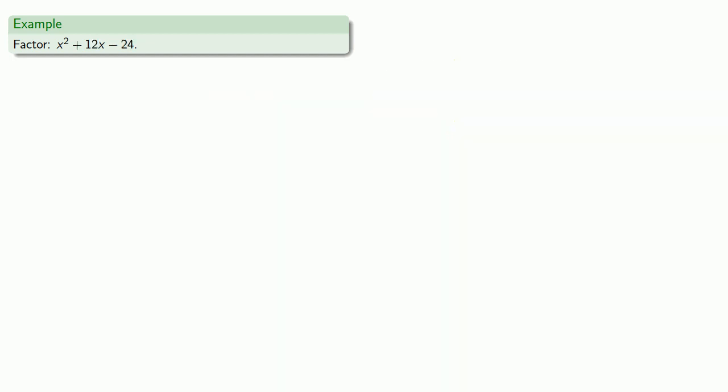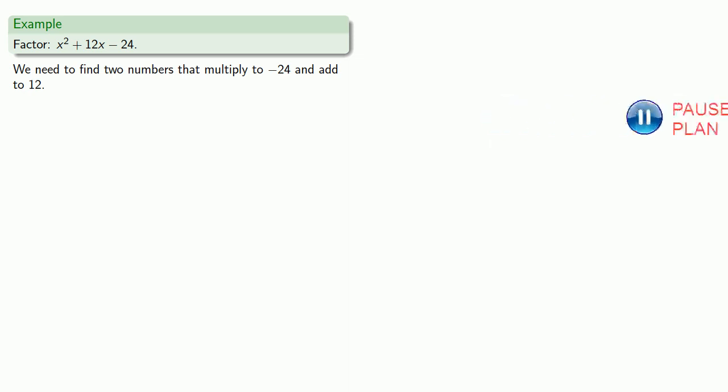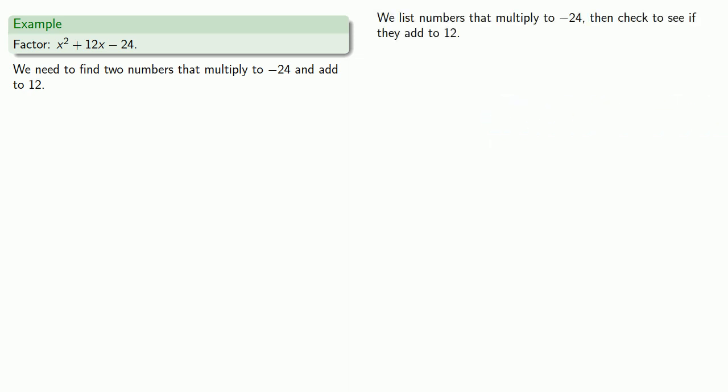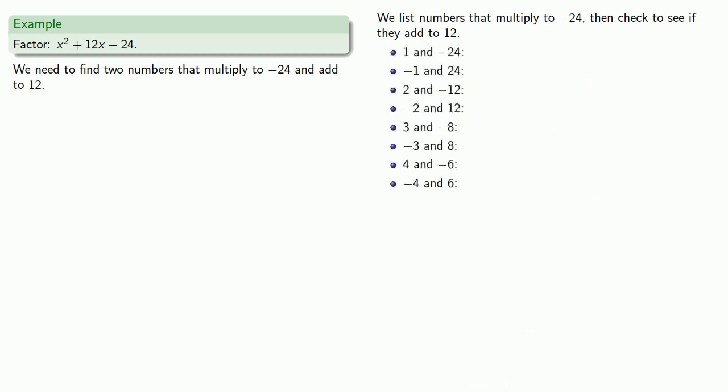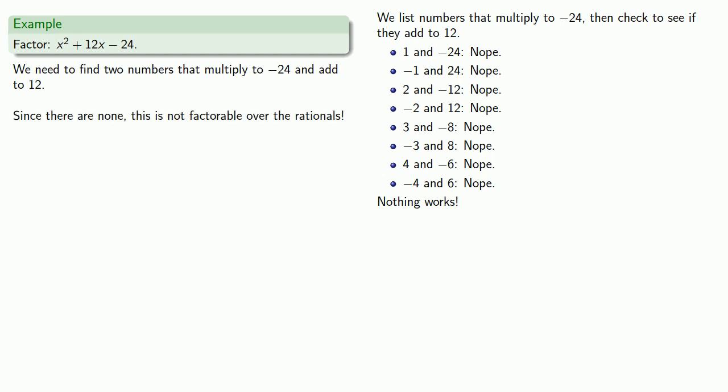How about x squared plus 12x minus 24? We need to find two numbers that multiply to negative 24 and add to 12. So we list the numbers that multiply to negative 24, then check to see if they add to 12. And now we have to check every one of them. But none of them work. And so, since there are no numbers that multiply to negative 24 and add to 12, this is not factorable over the rationals.